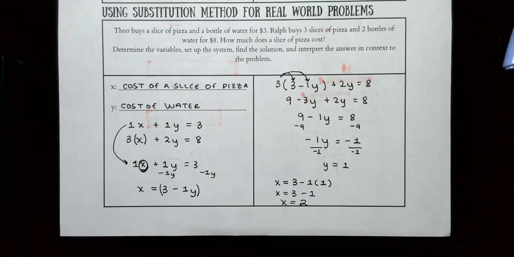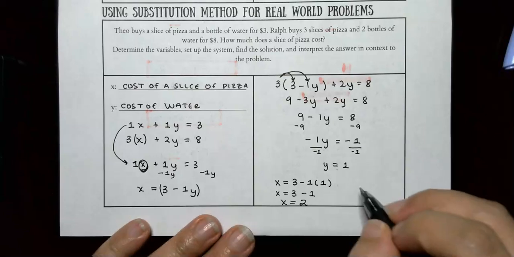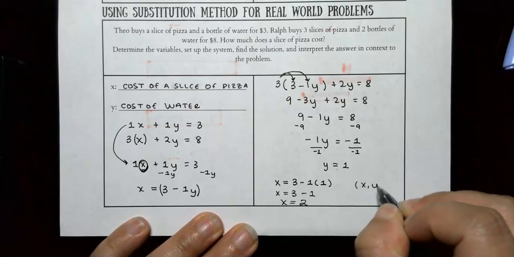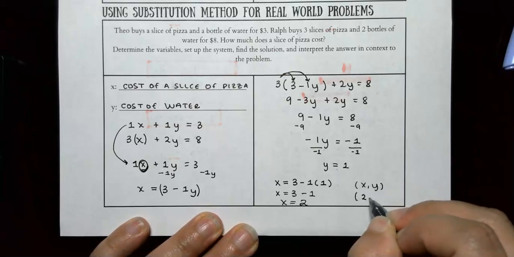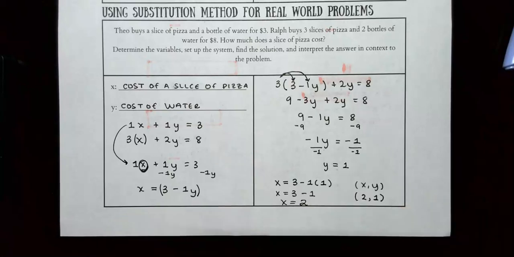So now that I have my x value, now that I have my y value, we can write it as an ordered pair because it is a one solution. So 2 comes first, then the y. It doesn't matter which one you find first. It's still x comma y.